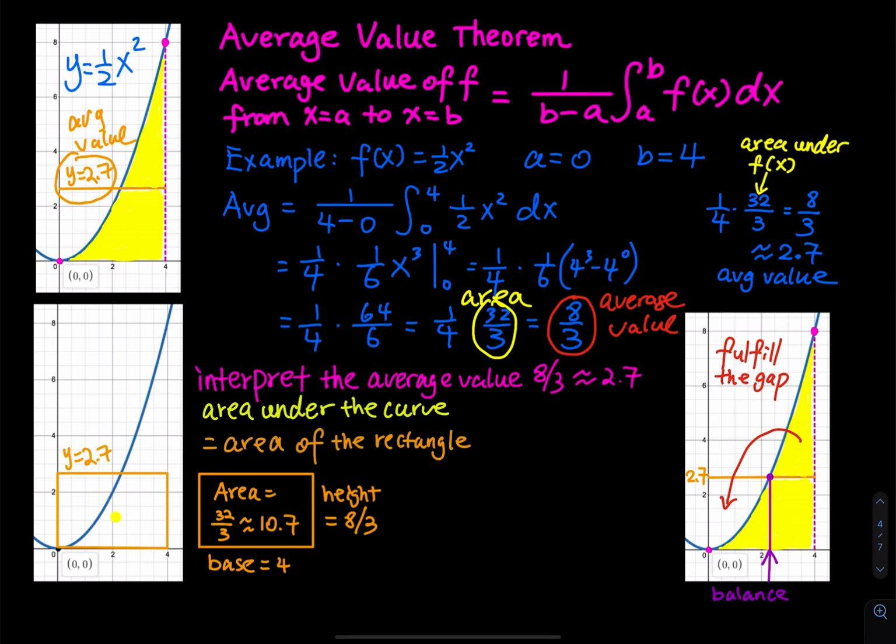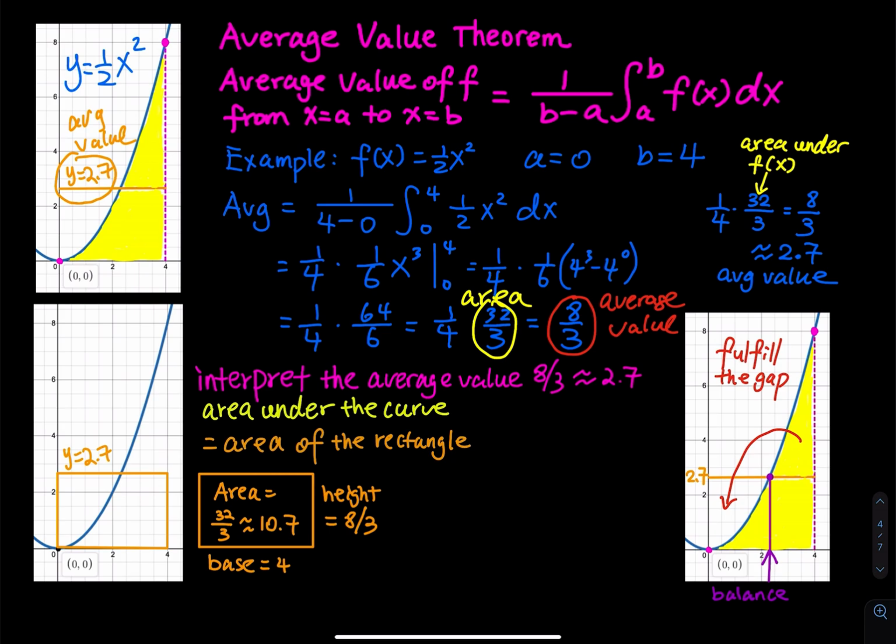And 10.7 is not only the area of the rectangle, but it is also the area under the curve from 0 to 4. So let me say this one more time. The average value is equal to 2.7. I'm going to call that y equals 2.7.